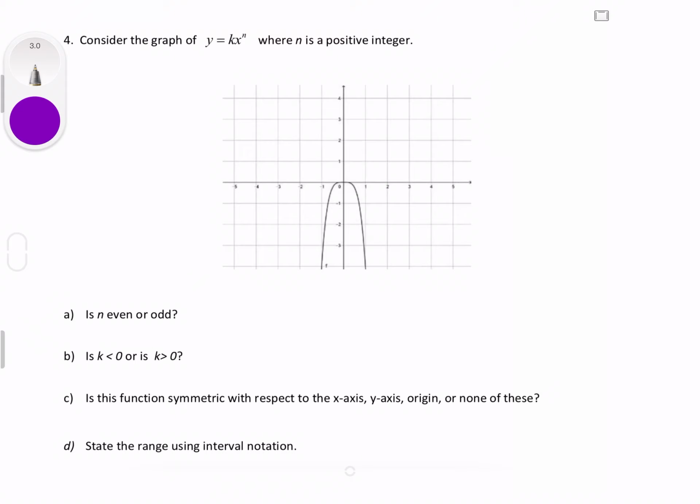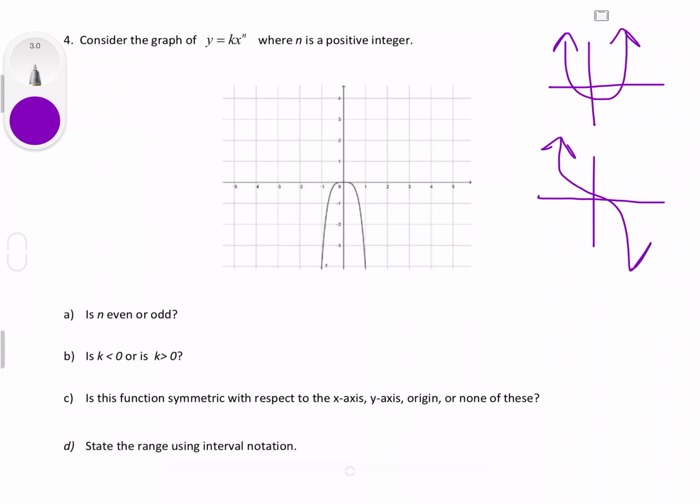So remember that if your exponent is even, that means that your endpoints are going in the same direction. If your n is odd, your endpoints are going in opposite directions, whether it be going up and down or down and up. So here we can see that our y endpoints are both going in the same direction, so that means that our n is even.